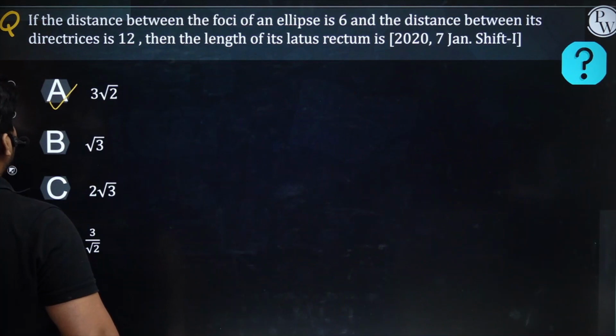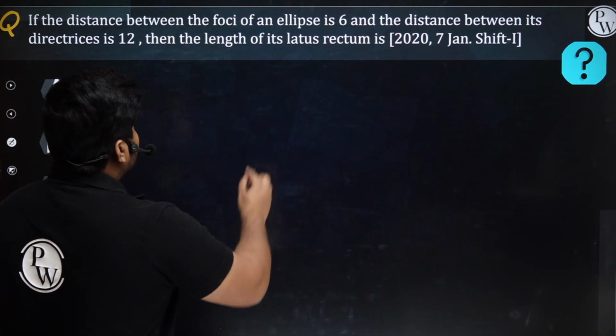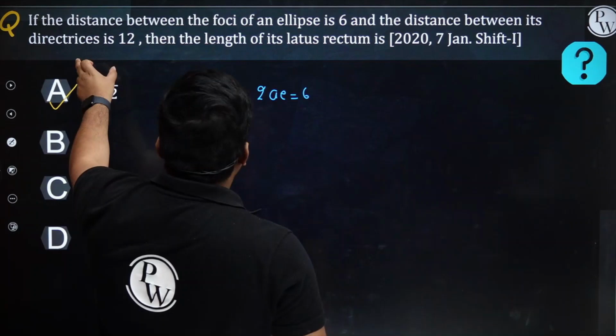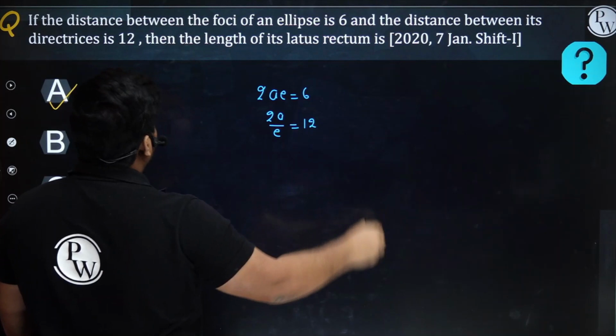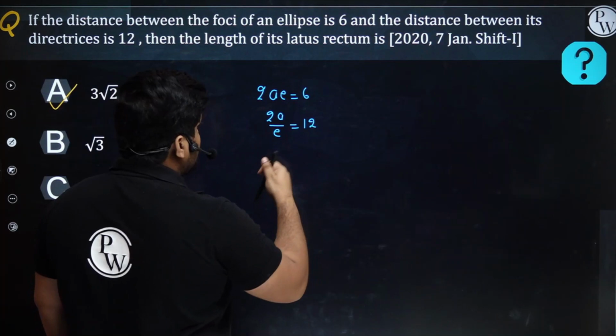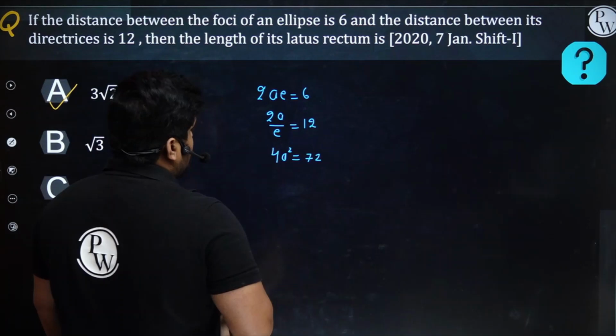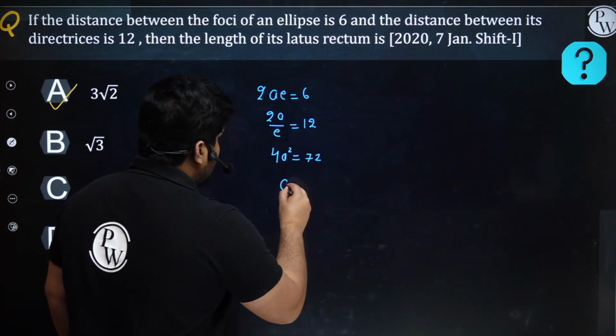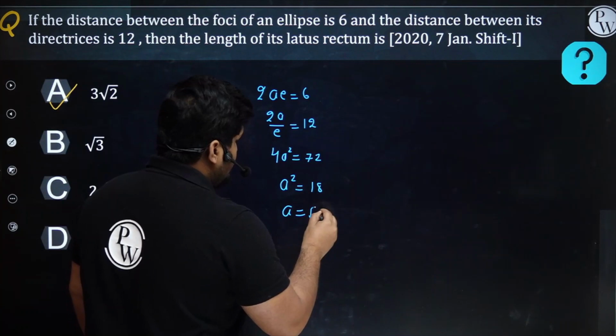The distance between the foci of an ellipse is 6. Fine. So 2ae is 6. And the distance between the directrices is 12. So 2a by e is 12. Then the length of its latus rectum is equal to... Very nice. Just multiply these two. So 4a square is equal to how much? 72. Right. If I multiply these two, 4 into a square is equal to 72. So a square is equal to how much? This is 18. So a we have got is root 18.